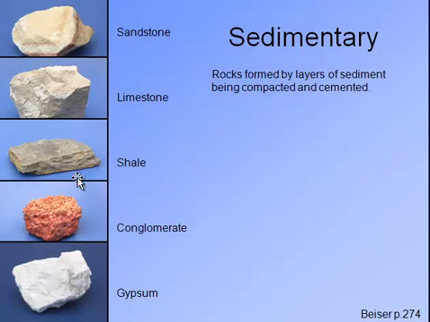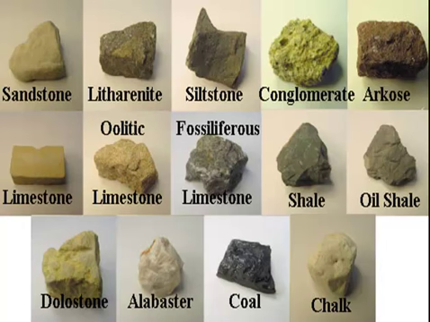Here's shale. Conglomerate is a sedimentary rock with just a whole bunch of weird stuff thrown together, compacted and cemented. So it would have little pebbles in it, and it might have other stuff that you might not see. Gypsum's an interesting sedimentary rock. Again, layers of stuff built up and then compacted and cemented. I've got some examples here that you can do, right?